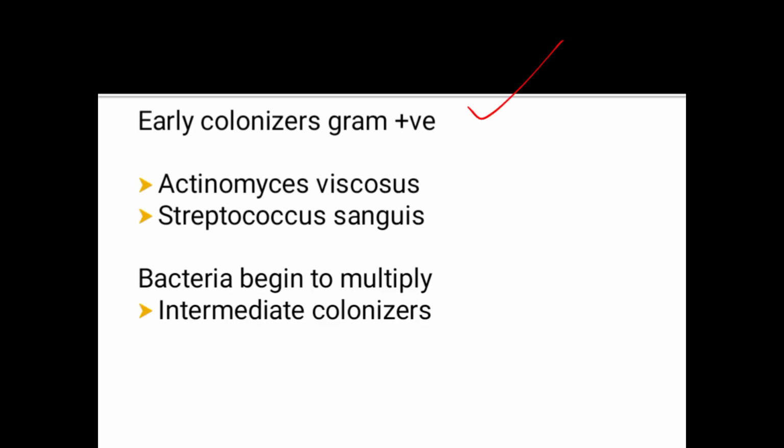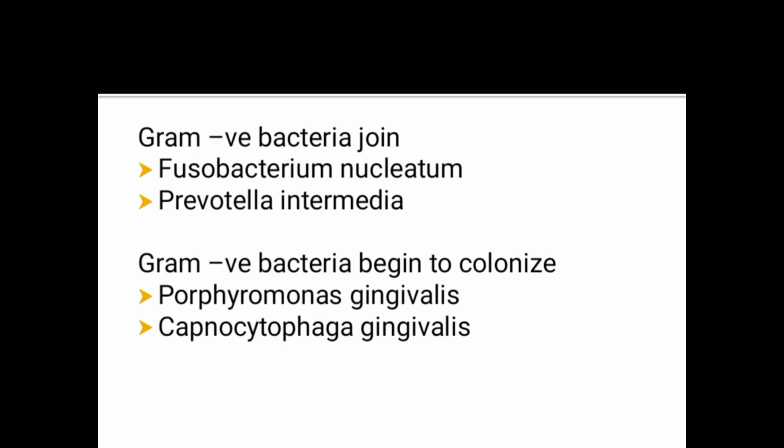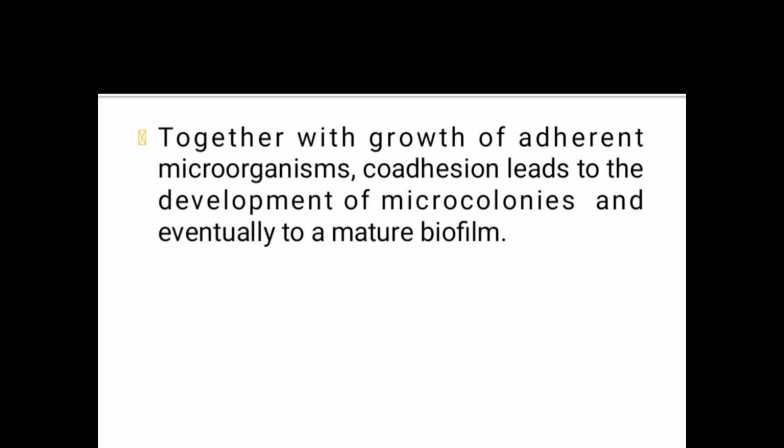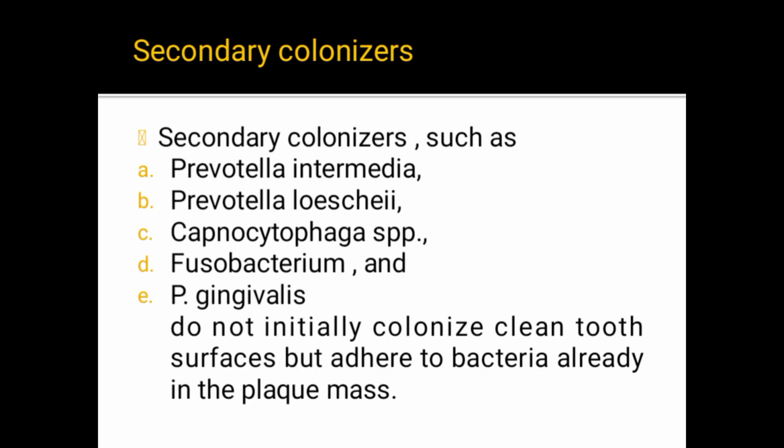Gram-positive Actinomyces and Streptococcus bacteria begin to multiply as intermediate colonizers. Gram-negative bacteria Fusobacterium and Prevotella intermedia, and then gram-negative bacteria Porphyromonas and Capnocytophaga, begin to colonize. Together with the growth of these microorganisms and cohesion, it will lead to the development of microcolonies and a mature biofilm. Secondary colonizers are Prevotella intermedia, Prevotella loescheii, Capnocytophaga, Fusobacterium, and P. gingivalis. They do not initially colonize clean tooth surfaces but adhere to the bacteria already in the plaque mass.